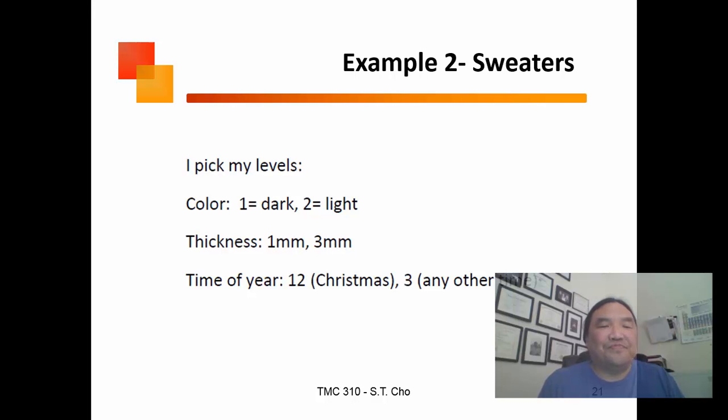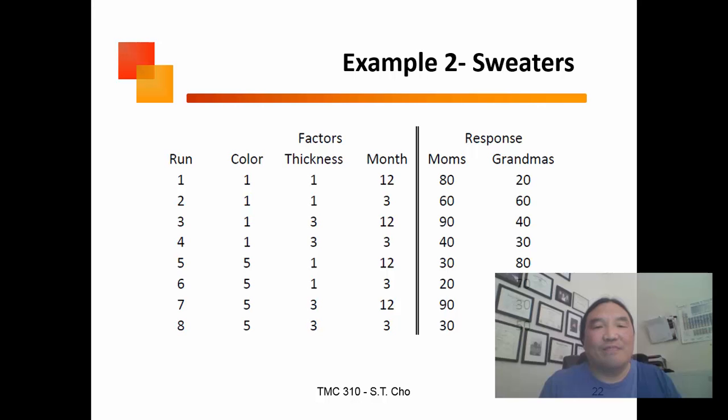And so the thing is, supposing I'm looking at sweaters, what sweaters people like, and so I decide that the big driving factors are going to be color, thickness, and time of year, meaning dark or light, what colors they prefer, do they like thick or thin sweaters, and are they most likely to buy sweaters only at Christmas or any other time of the year? And so I just give it an arbitrary numerical value, in this case 1, 2, and 3. And so these are my experiments.